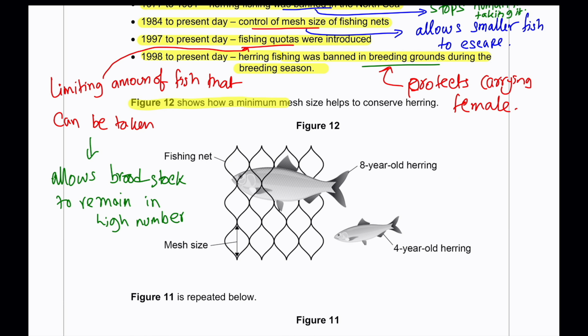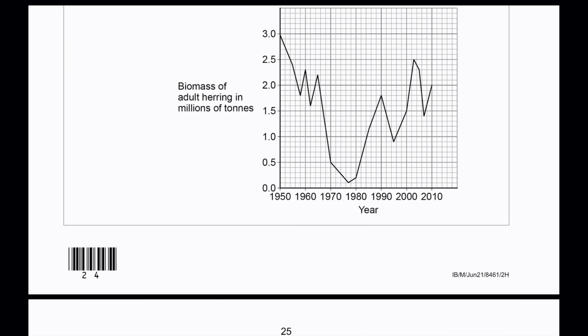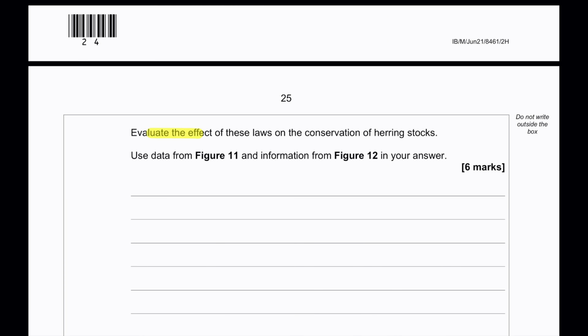Figure 12 shows how a minimum mesh size helps to conserve herring. So the 8-year-olds are getting caught, which are matured enough, and the 4-year-olds are not getting caught since they are small enough to pass through the fishing net. So they will be able to breed up until they are 8 years or so. Figure 11 is repeated below again, and the question asks, evaluate the effect of these laws on the conservation of herring stock. Use data from figure 11 and information from figure 12 in your answer.